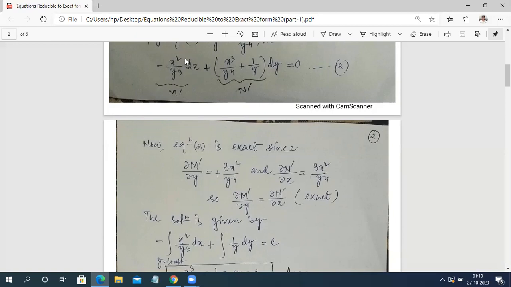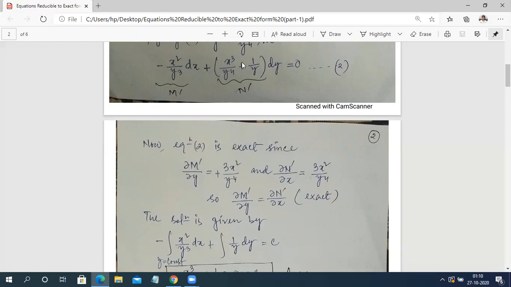When you differentiate it, minus 3 will come with a multiplication sign. So minus 3, so minus minus plus 3, and its power will get decreased by 1. So minus 3 minus 1, so it is minus 4. That means this is your ∂M'/∂y.